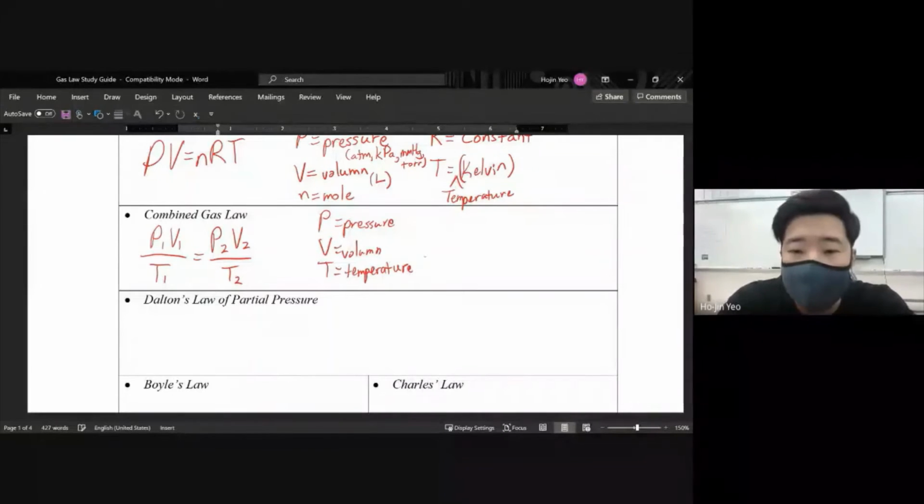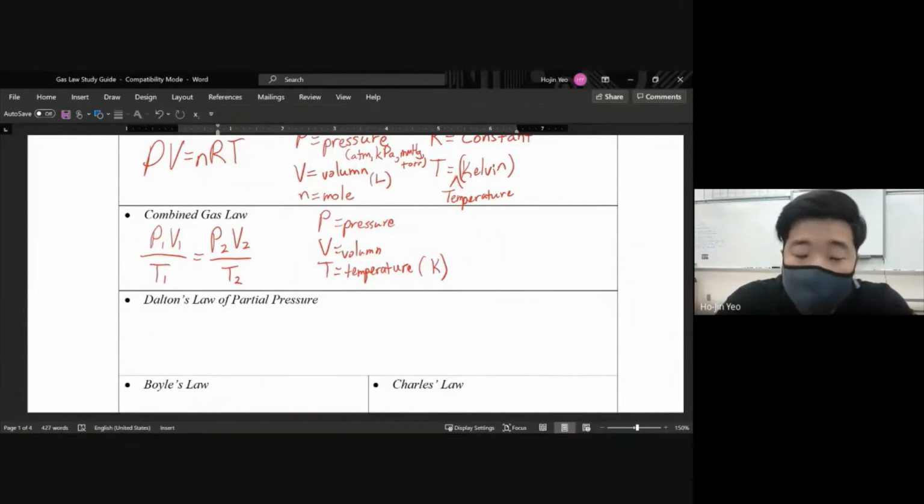Now, when you're using the combined gas law, we always make sure that temperature is in Kelvin. For the volume and pressure, it really doesn't matter. You just need to make sure that when you're comparing the two pressures or two volumes, they have to be the same unit. That's all that matters.